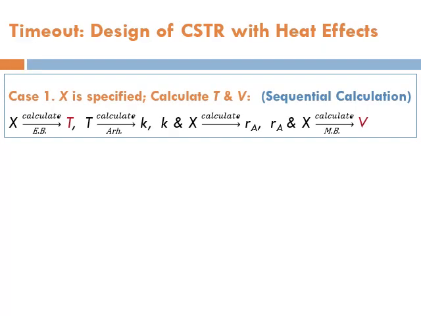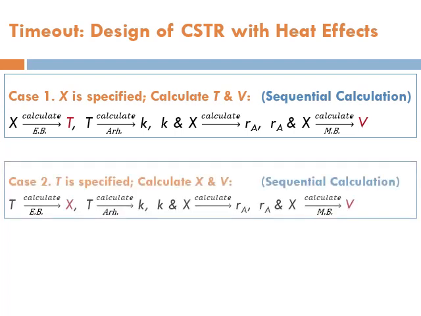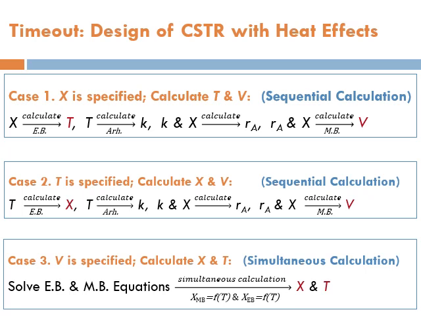As you recall, we have three major cases when it comes to the design of a CSTR with heat effects. The first two cases involve sequential calculation, and in the last case, where V is specified, we need to calculate X and T in a simultaneous calculation. That's the case we're going to discuss today.